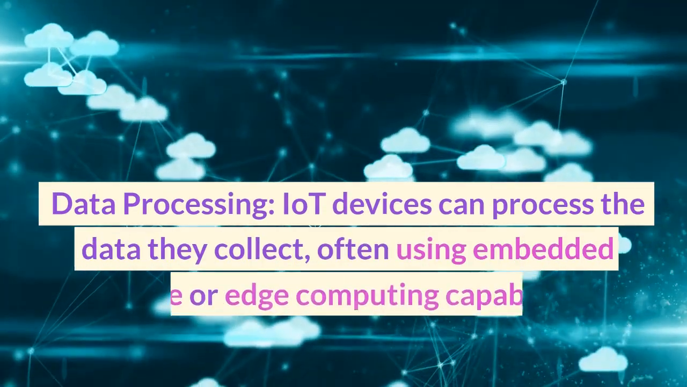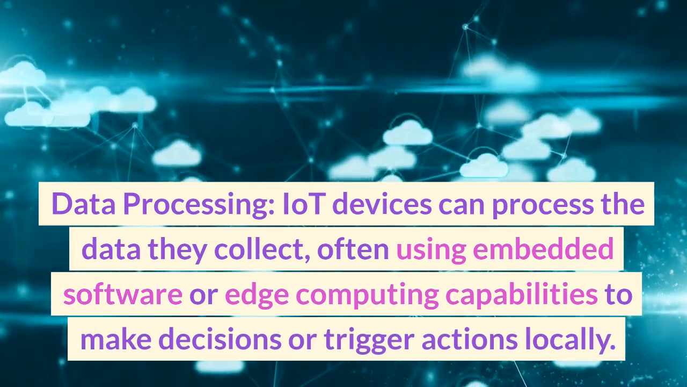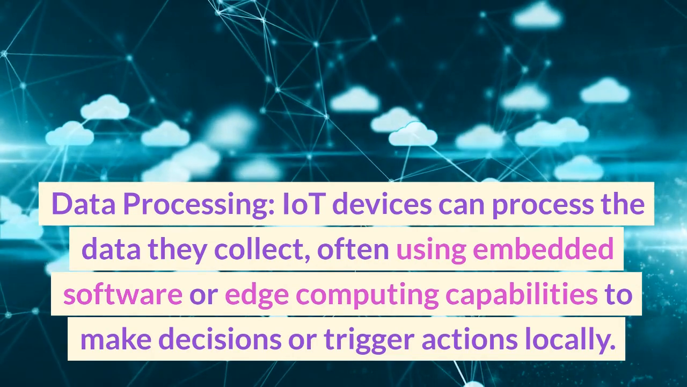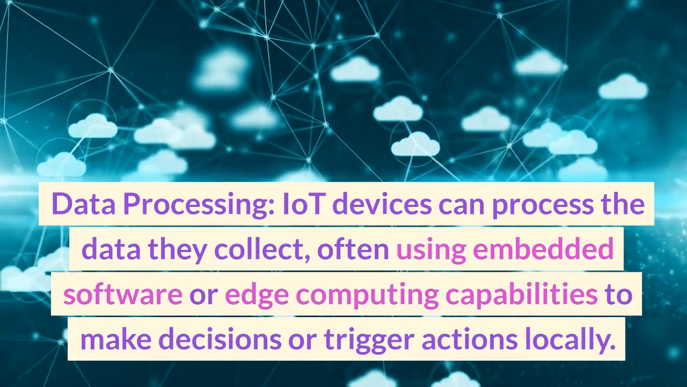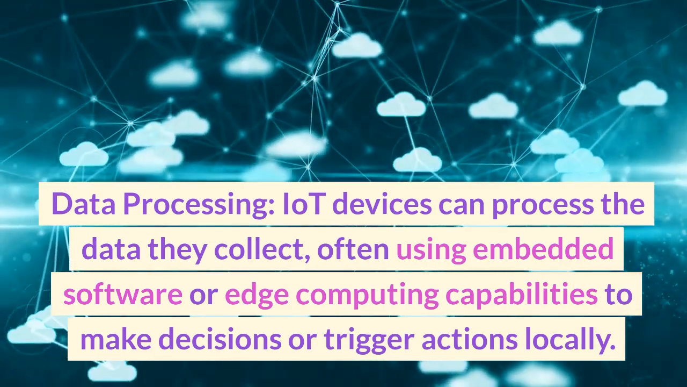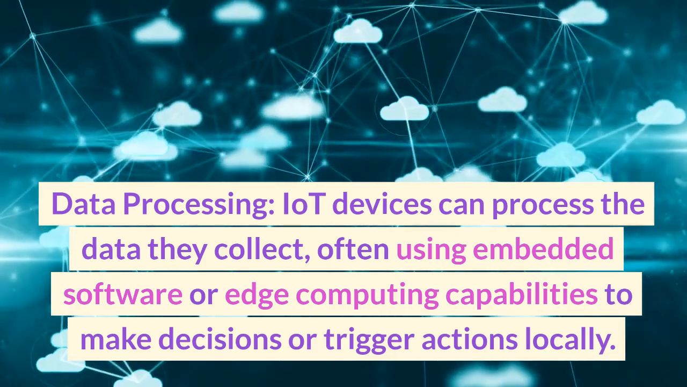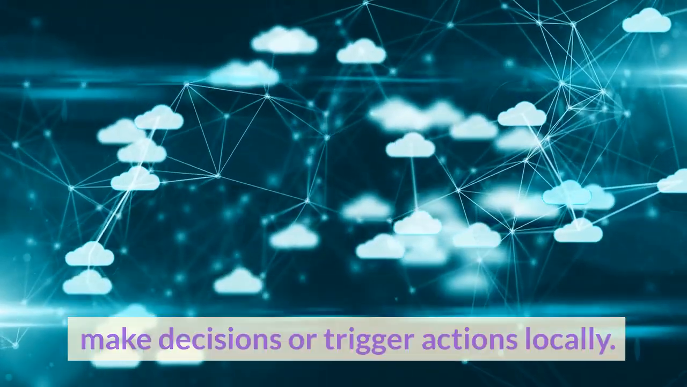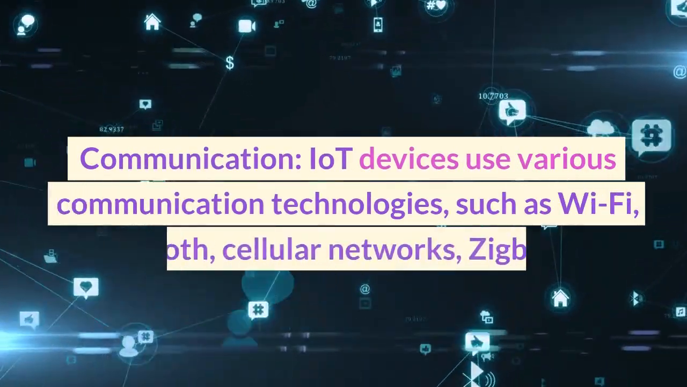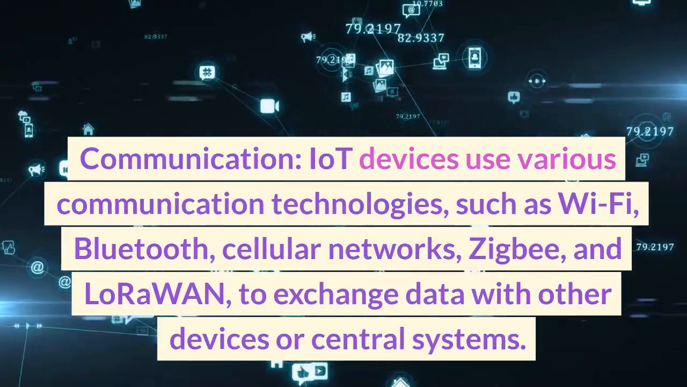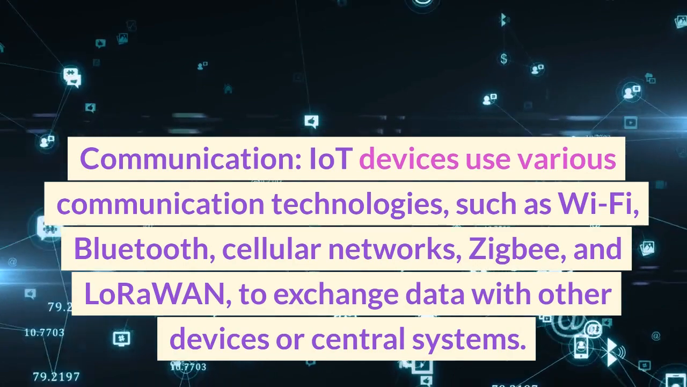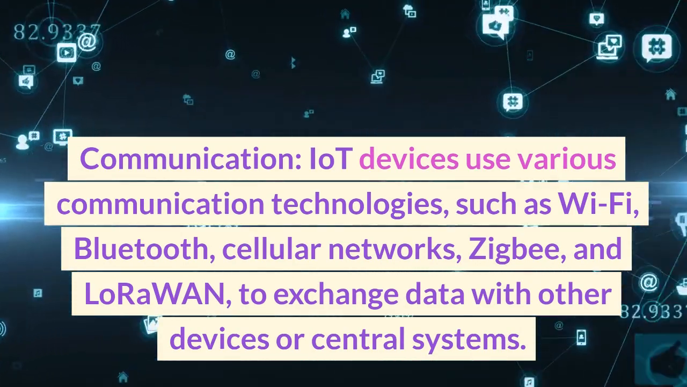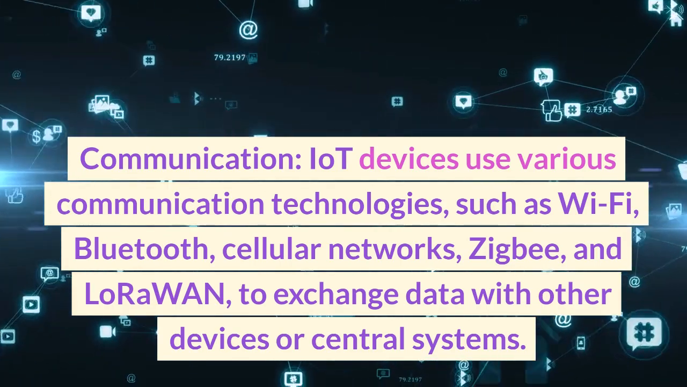Data processing. IoT devices can process the data they collect, often using embedded software or edge computing capabilities to make decisions or trigger actions locally. Communication. IoT devices use various communication technologies, such as Wi-Fi, Bluetooth, cellular networks, Zigbee, and LoRaWAN, to exchange data with other devices or central systems.